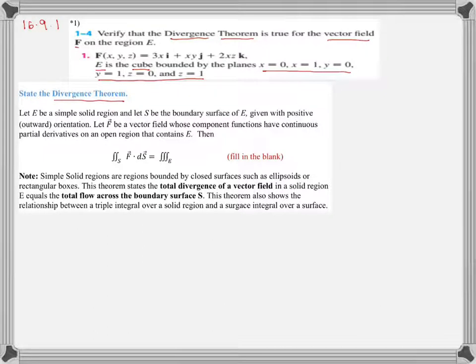State the divergence theorem. Let E be a simple solid region and S be the boundary surface of E given with positive outward orientation. Let F be a vector field whose component functions have continuous partial derivatives on an open region that contains E. Then the double integral over S of F dot dS equals the triple integral over E of div F dV.